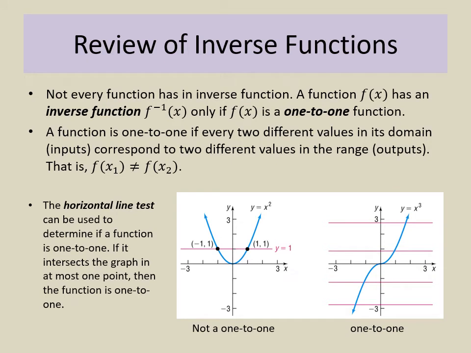Now, there are some rules that pertain to inverse functions. Not every function actually has an inverse function. There are some rules on how we know whether a function does have an inverse or not. A function f of x has an inverse function f inverse of x only if this condition applies: only if a function is something called a one-to-one function. Only one-to-one functions actually have an inverse. If a function is not a one-to-one function, then it doesn't even have an inverse function to begin with.